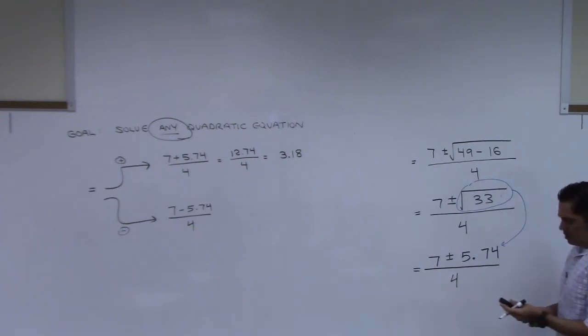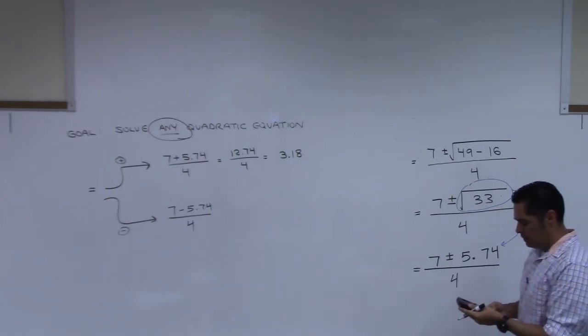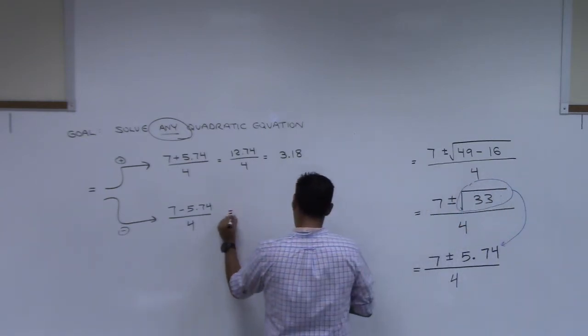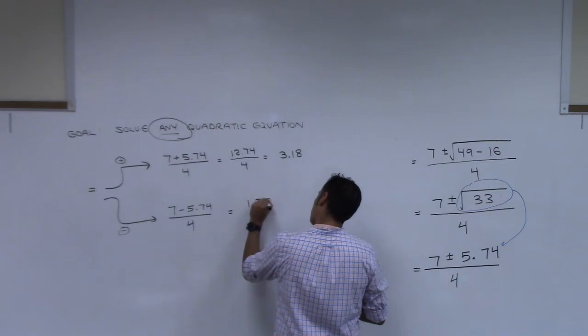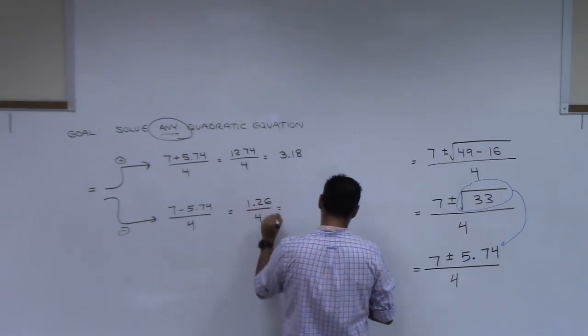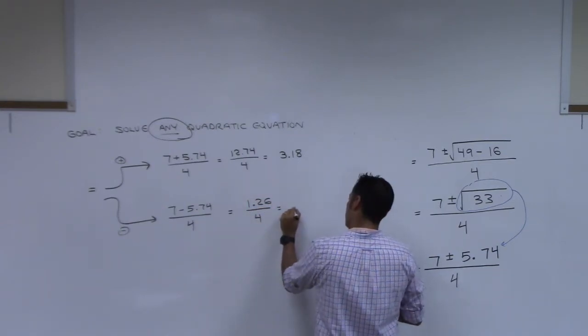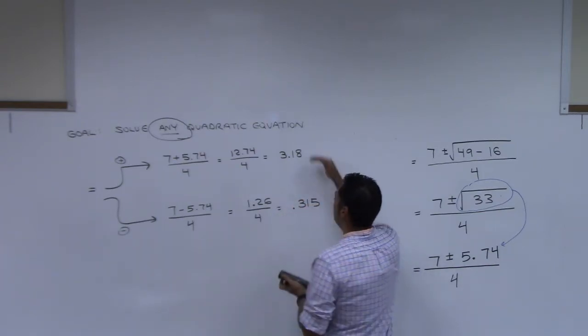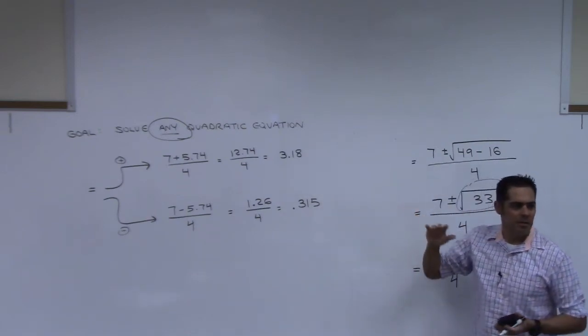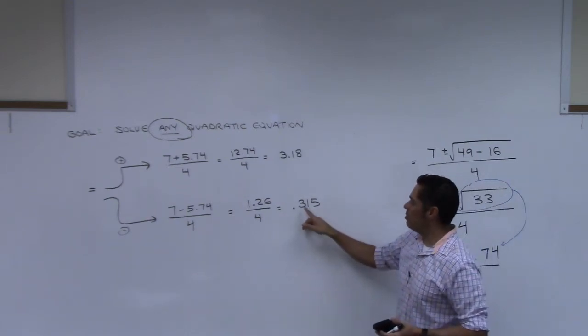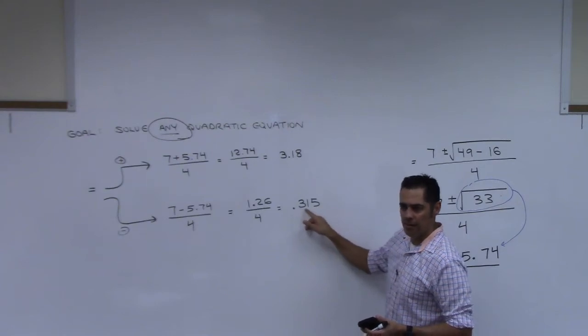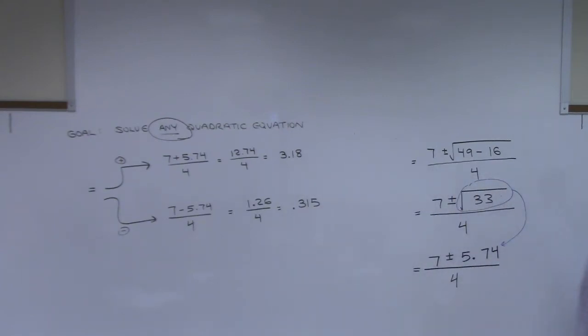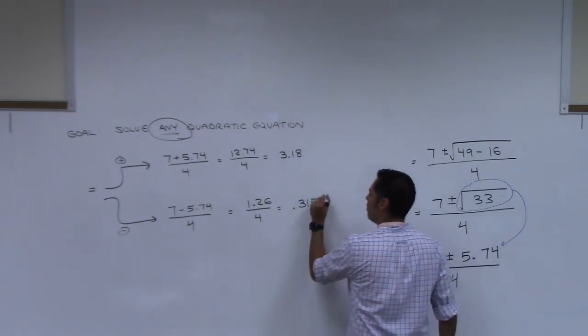And then that other one, I've got to do 7 take away 5.74. So that gives me 1.26. And then divide that by 4 on my calculator. 0.315 or 0.32. I don't care how many decimals you round this to. Well, I shouldn't say I don't care. I want you to go at least 2 decimal points, all right? So if you want to round that to 0.32, you can. So we have 2 answers, don't we?